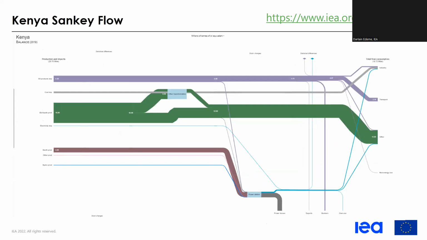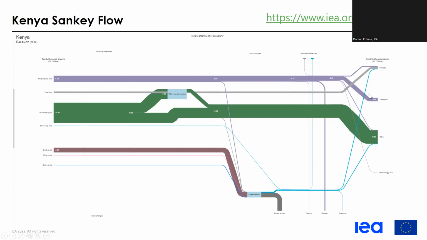Here, very quickly, you can see what the main fuels are that contribute to the economy. You can see that there are some oil products imports, a bit of coal imports, some biofuels and waste production, and you can also see there's geothermal production, which is quite big in Kenya. This is one of the specificities of Kenya in Africa. You can also see how these products, for example the oil imports, are used: a little bit is used for power stations, and the rest is used in the final consumption sector.